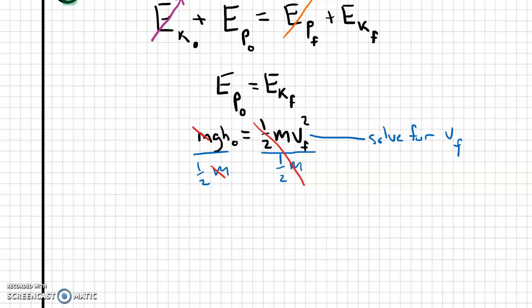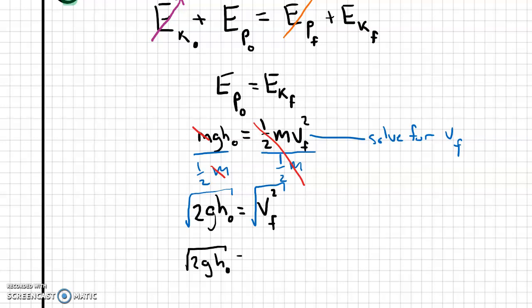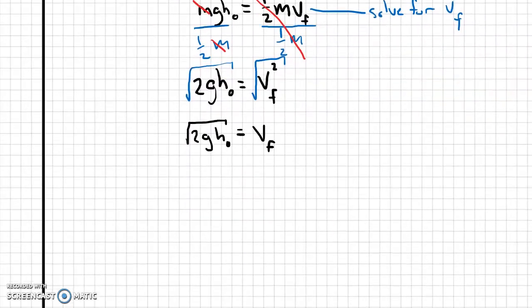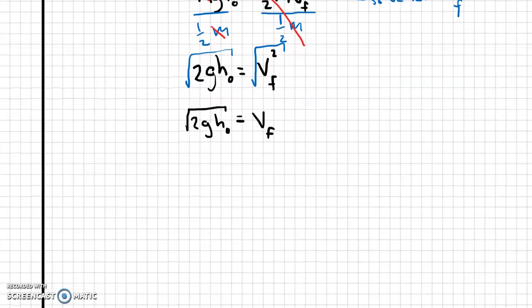If we divide by a fraction, you'll end up multiplying by the reciprocal. So we end up with 2gh original equals VF squared. I still don't have the VF by itself, so I'm going to need a square root. That's going to undo the squaring. What I'm going to end up with on the left-hand side is the square root of 2 times g times original height equals the final velocity. In this case, just the magnitude. The direction isn't all that important.